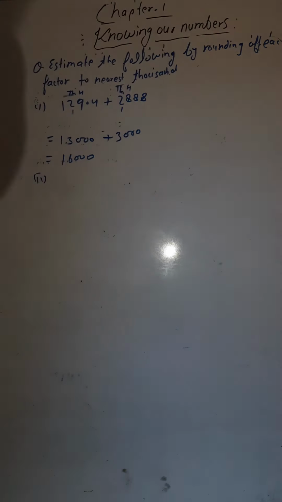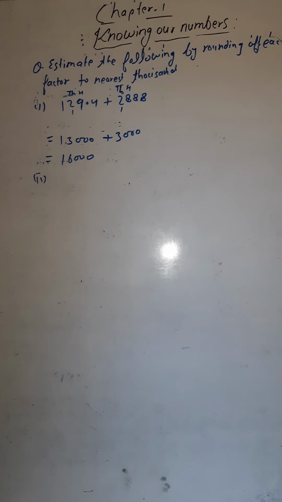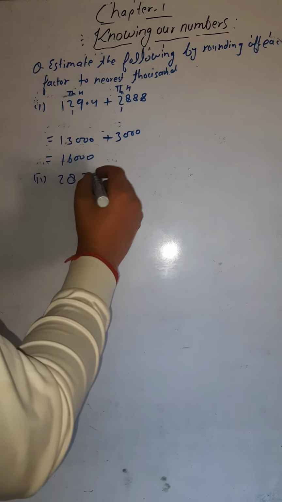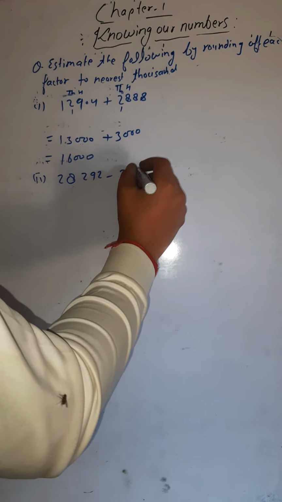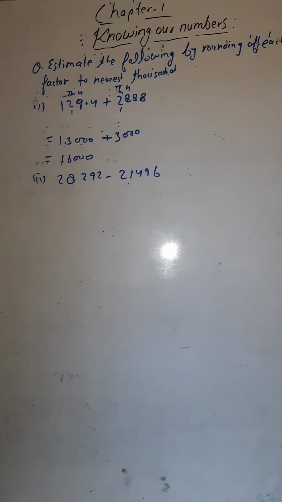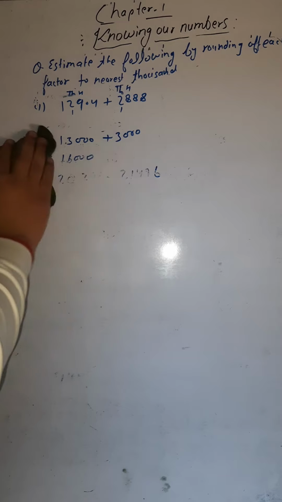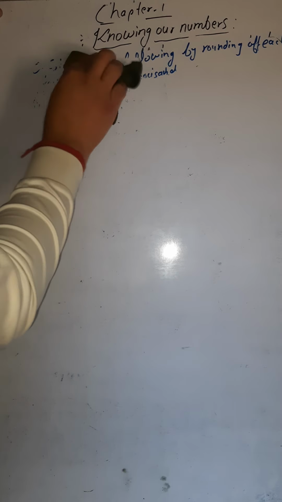Okay. So now the next question, I'm writing on the board, if it is visible. Next question is 28,292 minus 21,496. This is the question which you have to solve on your own. Okay, so this is how you would solve the question. Now we would be moving towards the next question.